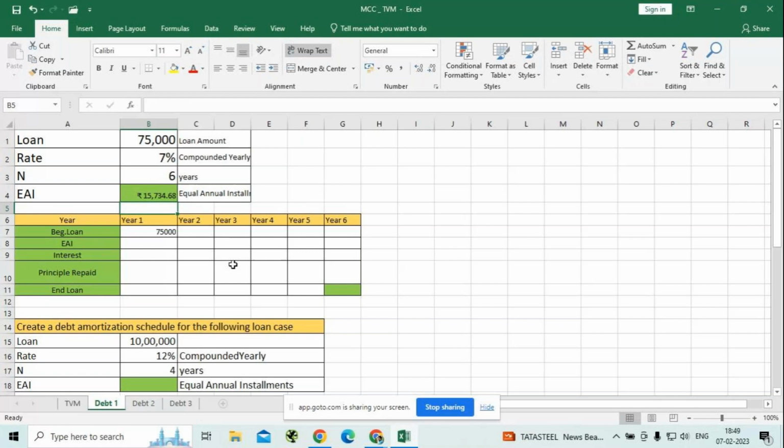Yearly I'm supposed to pay 15,734 rupees 68 paise. So I'm supposed to link with this. So you have to know how you can give a reference. Instead of writing the value manually, I'm going to select this and give a value. So I'll press enter. Equals to before is nothing but 15,734.68. Right.